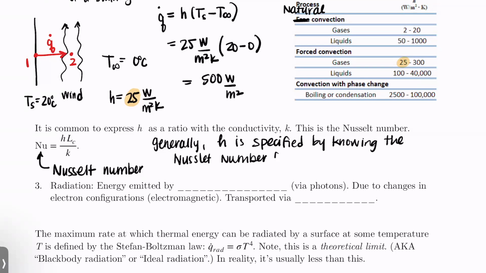So when we do convection, essentially that entire unit is going to be about figuring out what the Nusselt number is and then finding h, and then we can find Q dot.